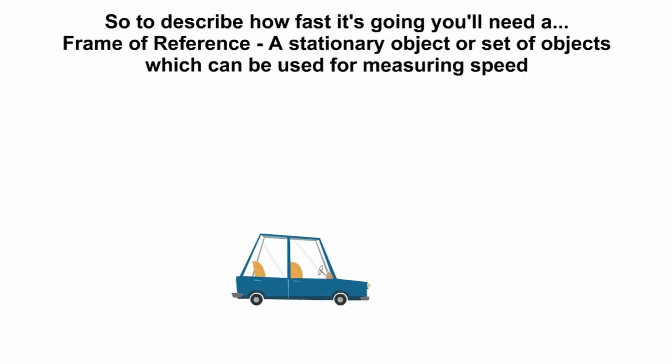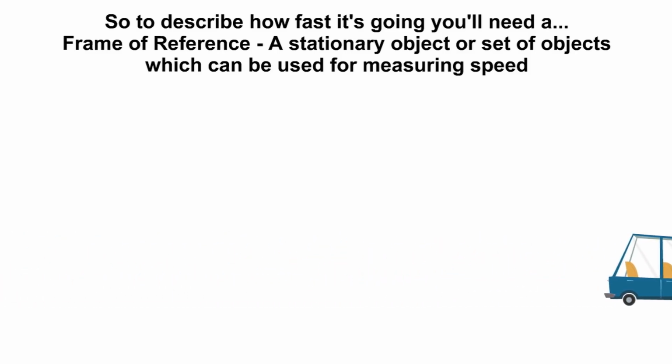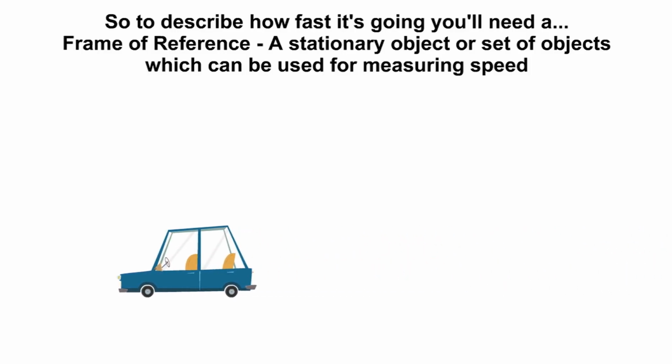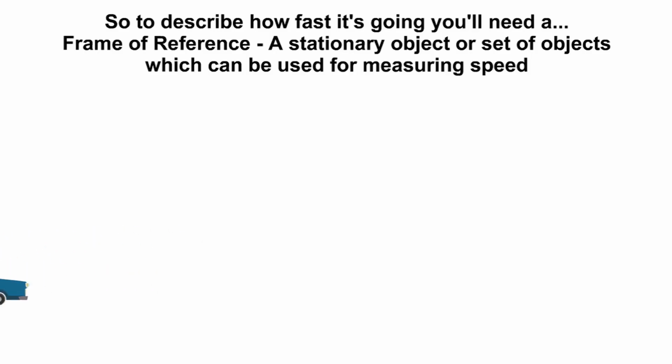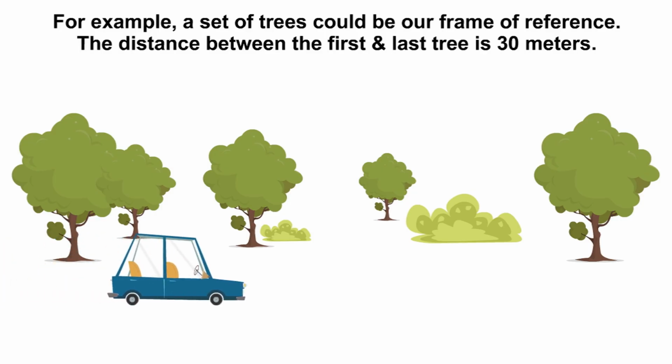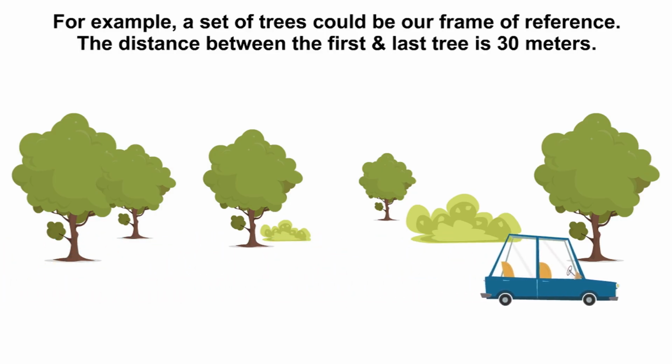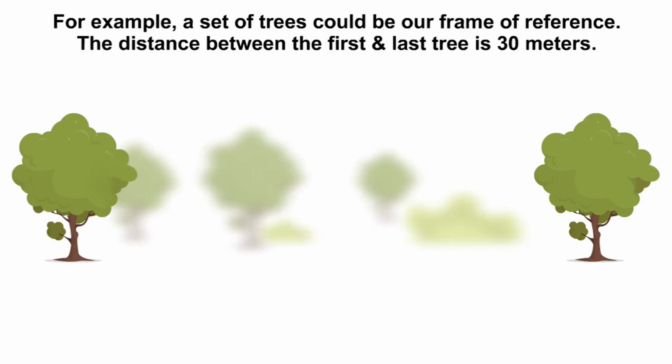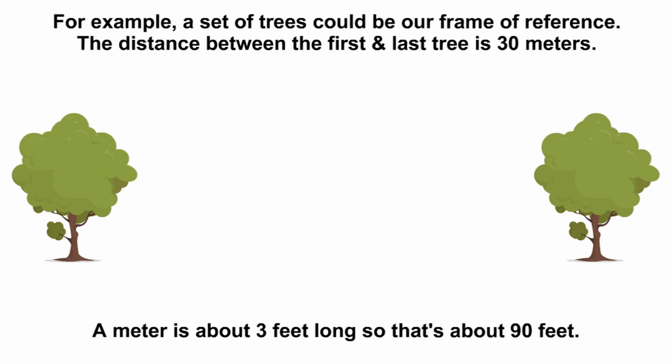So to describe how fast it's going, you'll need a frame of reference, a stationary object or set of objects, which can be used for measuring speed. For example, a set of trees could be our frame of reference. The distance between the first and last tree is 30 meters. A meter is about 3 feet long, so that's about 90 feet.